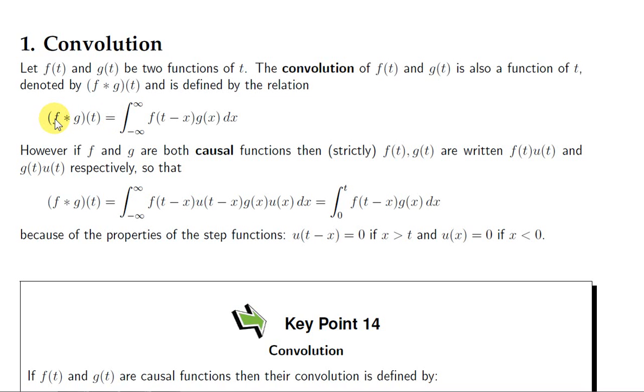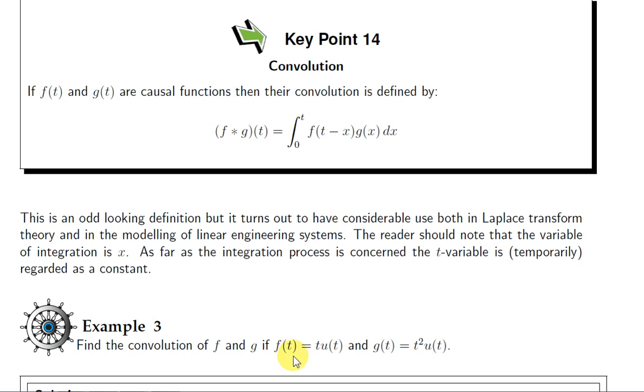In the last video we looked at the convolution of two functions f and g. We showed that if f and g are both causal functions, then f and g can be written as f of t times u of t and g of t times u of t, and their convolution is given by the integral from 0 to t of f of t minus x times g of x with respect to x. Let's take this example here.